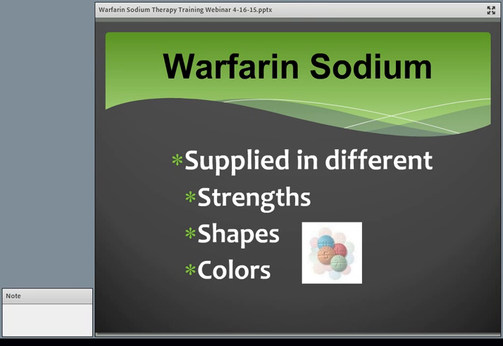Unlike most medications, warfarin sodium is supplied as a color-coded pill based upon the strength of the tablet. Each warfarin sodium tablet color represents a specific strength. As with any medication, staff are never allowed to split tablets to get the correct dose. This must be done by a pharmacist.